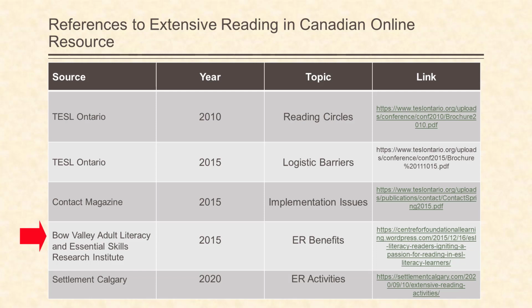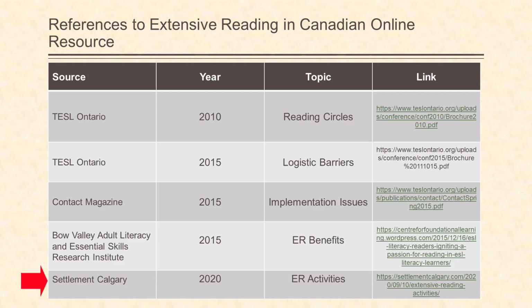Another work published in 2015 by the Bow Valley Adult Literacy and Essential Skills Research Institute provides an introduction to extensive reading by listing the characteristics of extensive reading and its benefits, such as learner autonomy, repeated exposure, increasing overall language knowledge, developing world knowledge, increasing motivation, etc. The authors used these ideas and started an ER program for adult ESL literacy learners. The result of their attempts was an impressive series of 40 readers developed for introductory to intermediate literacy learners.